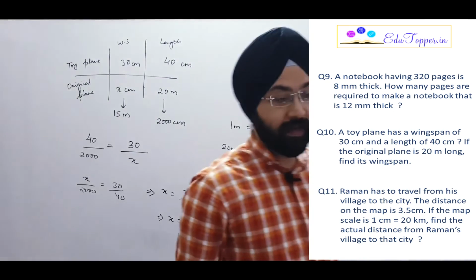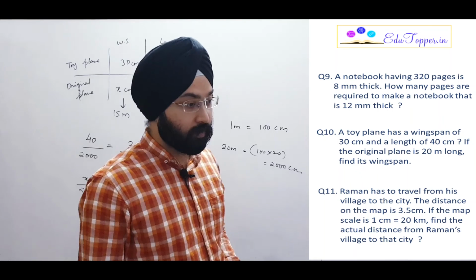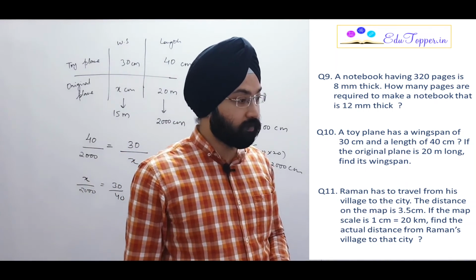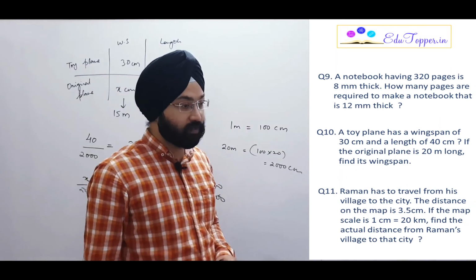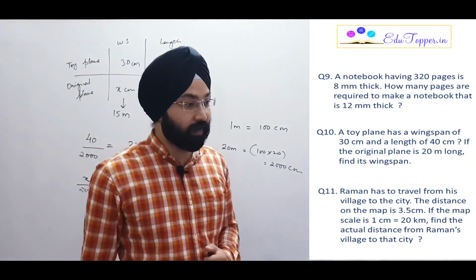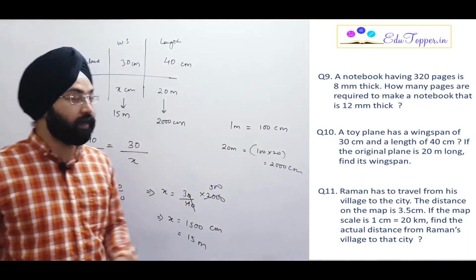Now, next and another very interesting question. Raman has to travel from his village to the city. The distance on the map is 3.5 centimeters. If the map scale is 1 centimeter equal to 20 kilometers, find the actual distance from Raman's village to that particular city where he has to go.